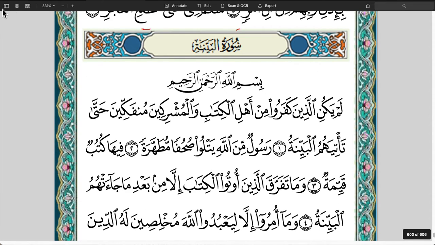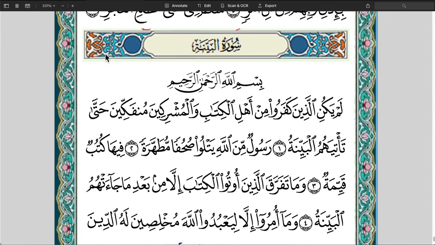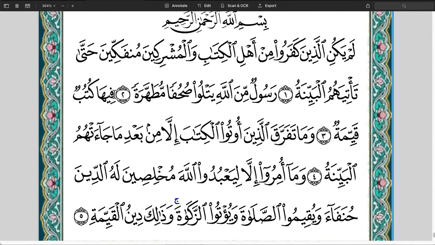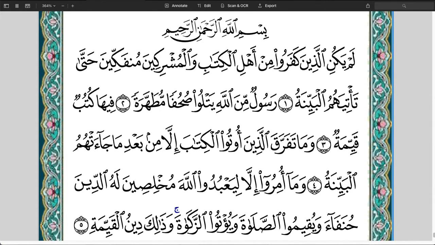Yeah, this is the right one. Surah Bayyinah. Bismillah ir-Rahman ir-Rahim. A'udhu billahi min ash-shaytan ir-rajim. I just want to use a tool to draw on it. Okay. So Bismillah. Lam yakun. This is izhar.